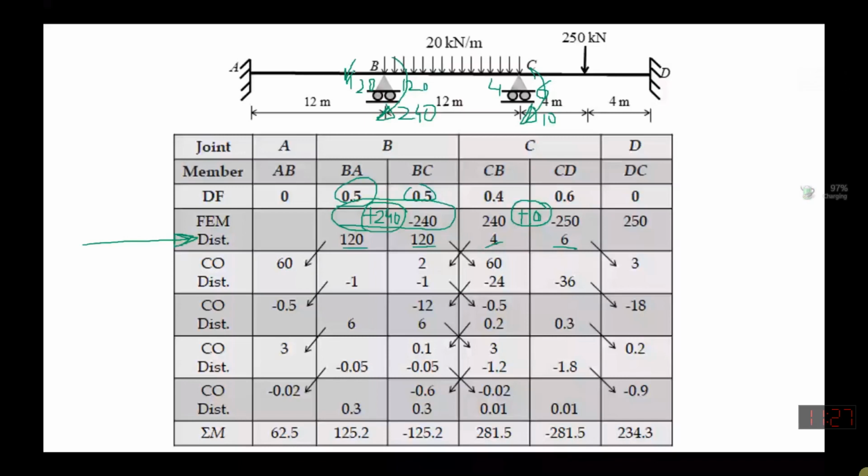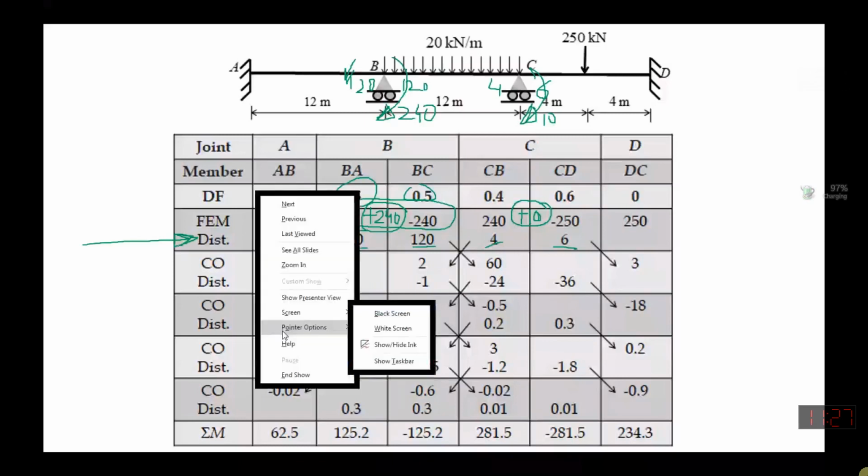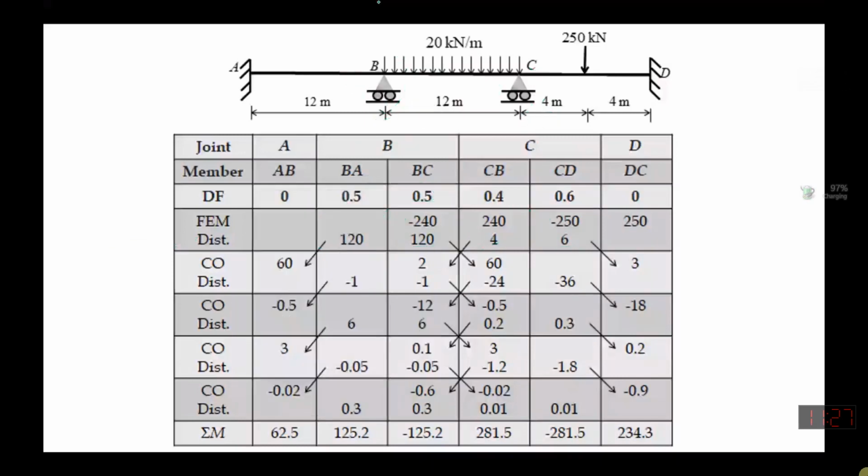Once you have got the distributed moment, now you will carry over it. So this distributed moment is over here now. This is 120. It will be carried over to the side support as 60. So this is what we have done actually. We have carried over to the adjacent panel.